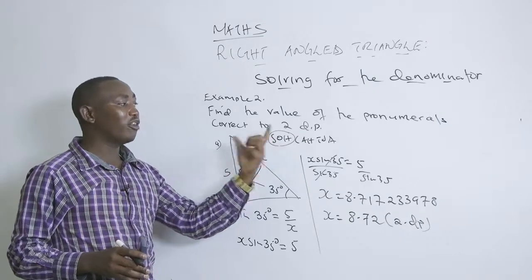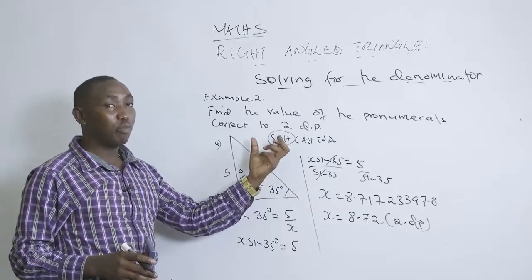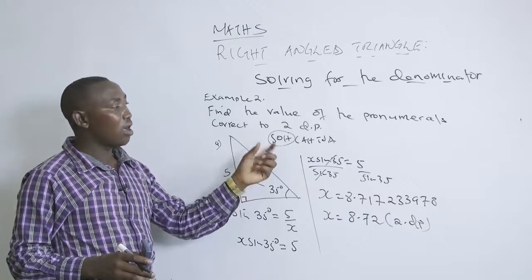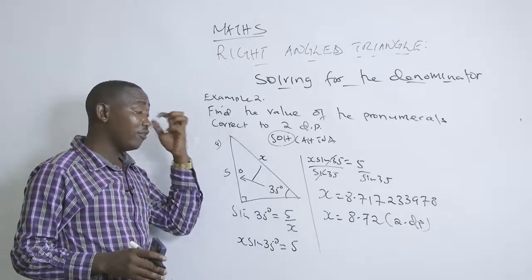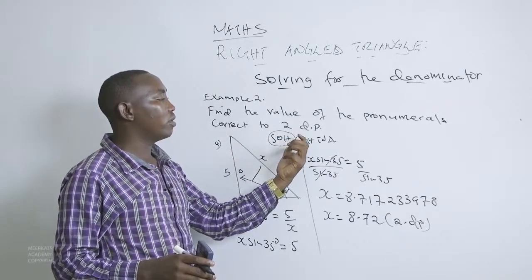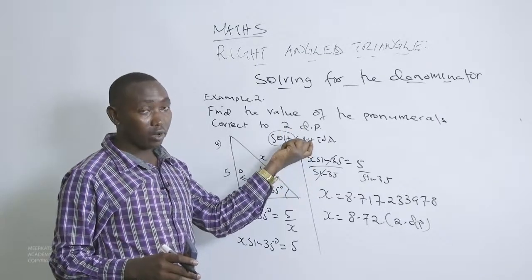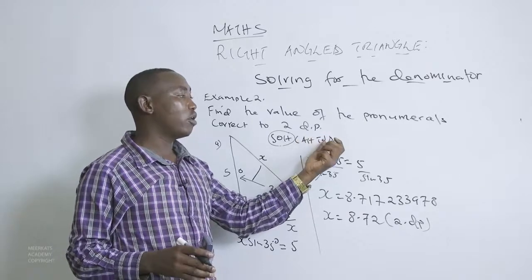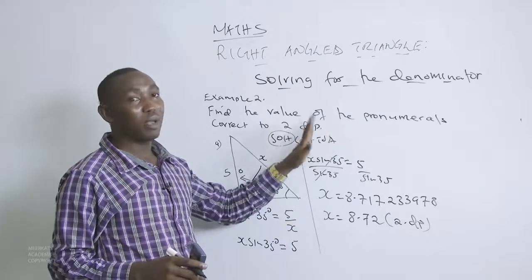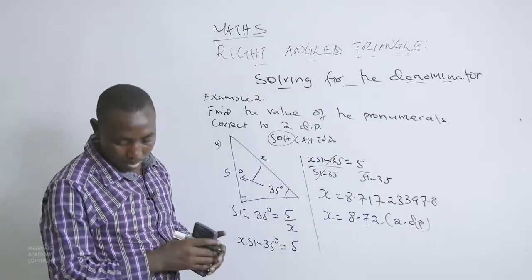If you have been given the opposite and you need the hypotenuse, or vice versa, then we use sine. And if you are given either of the adjacent and hypotenuse, we use cosine. And if you are dealing with opposite and adjacent, then we make use of tangent.